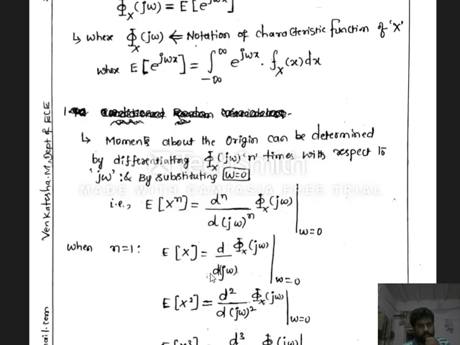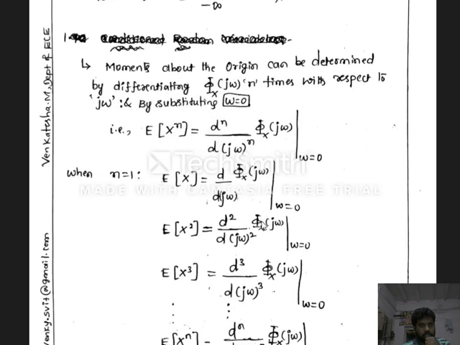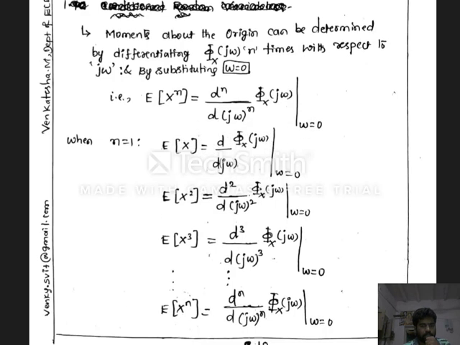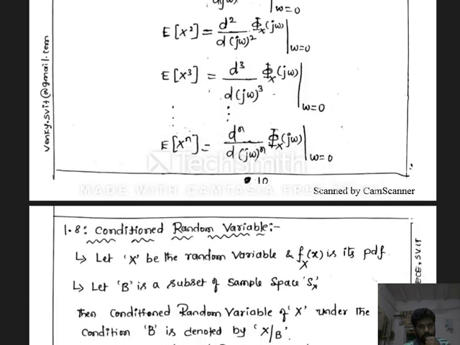Suppose I want the expectation of the first order random variable x, then it is the first order differentiation of phi x of j omega with respect to j omega with the value omega equal to 0. If you want to find E of x square, then it is the second order derivative of phi x of j omega with respect to j omega, setting the value of omega equal to 0. Similarly, it can be extended to any higher order expectation of the random variable.